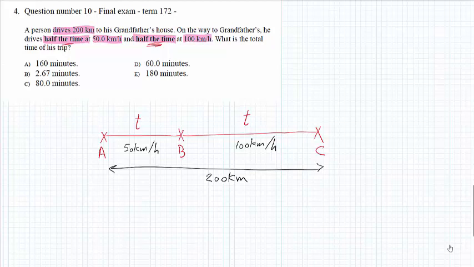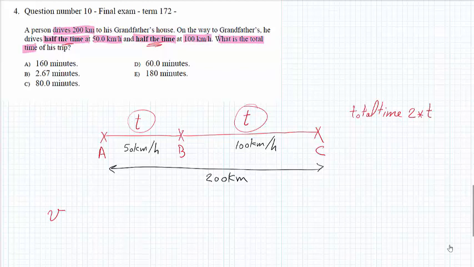So what is he asking now? What is the total time of the trip? Half the trip is T and the other half is T. So the total time will be 2 times T, or T plus T, whatever you say. So we need now to find the time for each part, from A to B and also from B to C. He's driving with a constant speed.